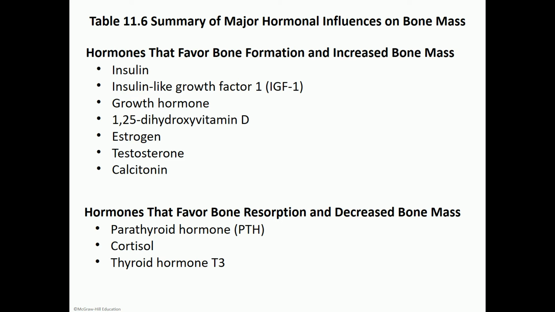Calcitonin doesn't really have a major role in humans, and that's why it's kind of towards the end of the list. Now, the hormones that favor bone resorption, and that means the taking away of calcium off of the bone, leading to decreased bone mass, are PTH or parathyroid hormone, cortisol, and thyroid hormone, T3 in particular.